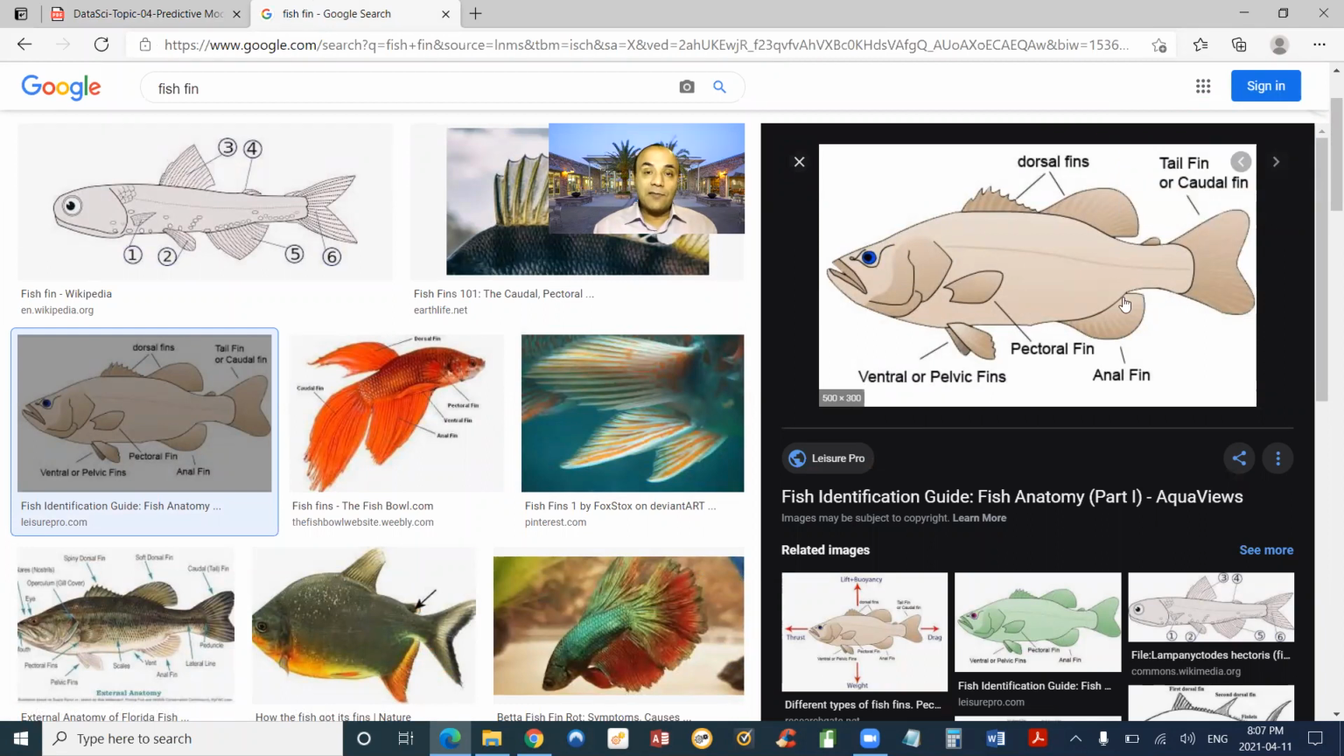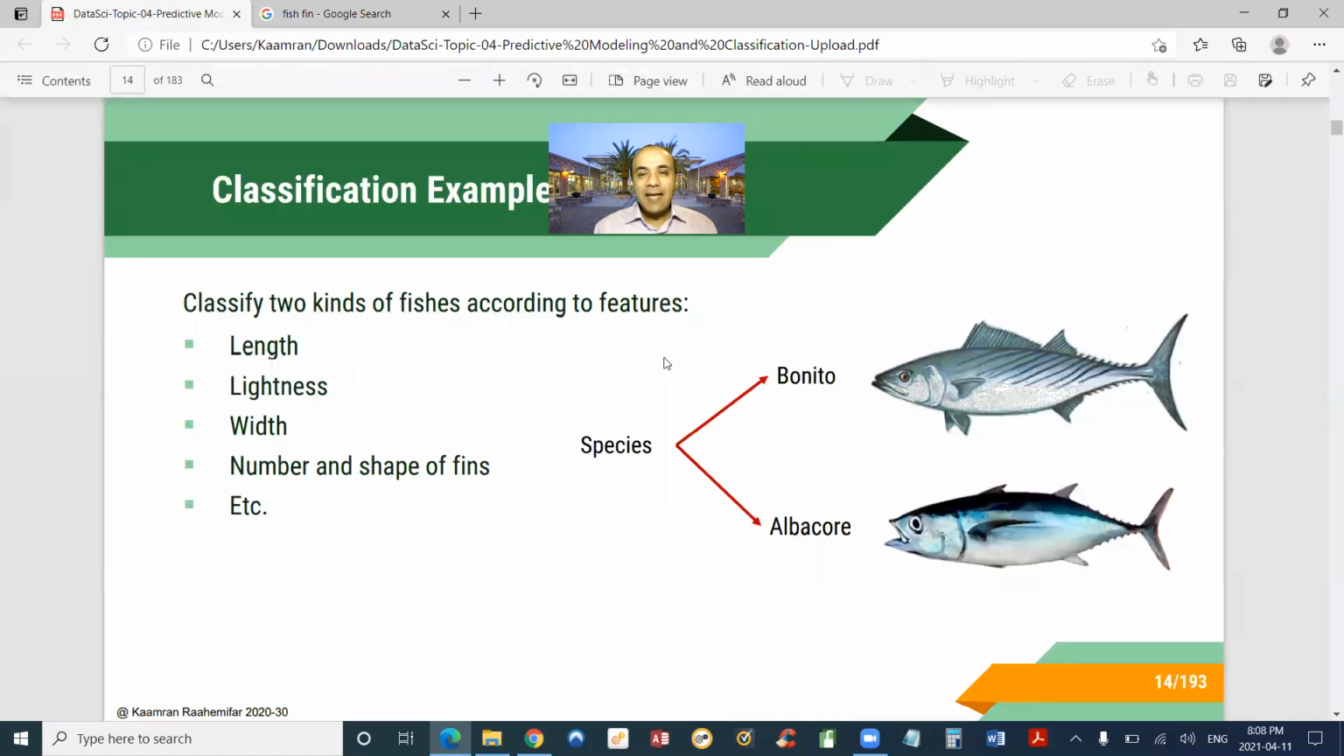I'm not an expert, so I can't say the different words, but obviously the kind of wing, I would say, that they have is called a fin, okay? So we have the fin, and also we have the lightness, we have the length. Length is obvious. Length is going to be from the head to the end of the fish.